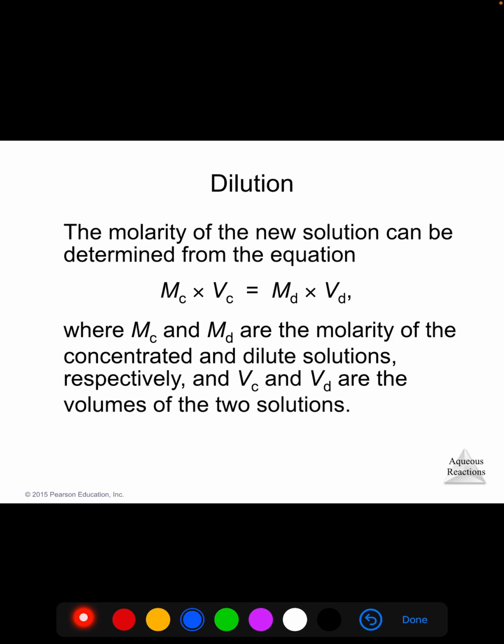One way I can do this is to use M1V1 equals M2V2. The molarity, or concentration, of one, times the volume of one solution is equal to the molarity and concentration of the two. It doesn't matter which is more concentrated or which is which. Your book uses concentrated and dilute.